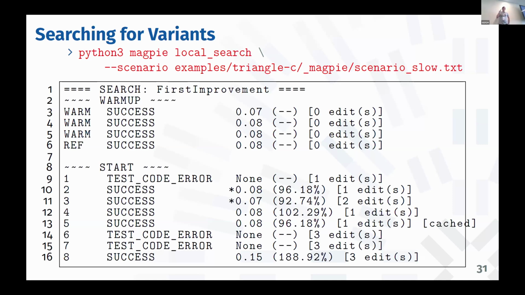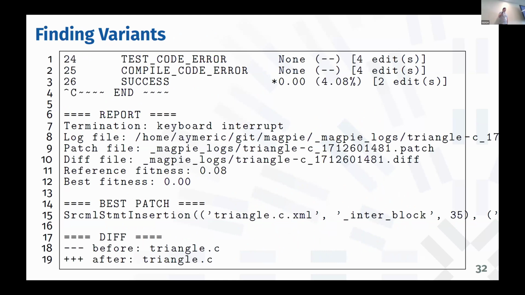Third one was successful and slightly improving it, but it's mostly noise. 4, 5 was also successful. 6, 7 were issues in the test suite, so we broke something in the source code. 8 was successful, but much slower. I killed it. And you can see that just before I killed it with Ctrl+C, it found something which ran in not 0 seconds, but very close to 0 seconds, so 4% of the original one. So it found something in 2 edits that solved the bug.